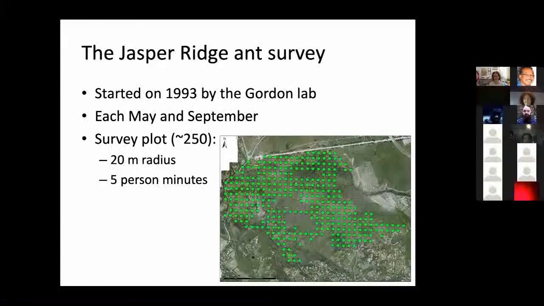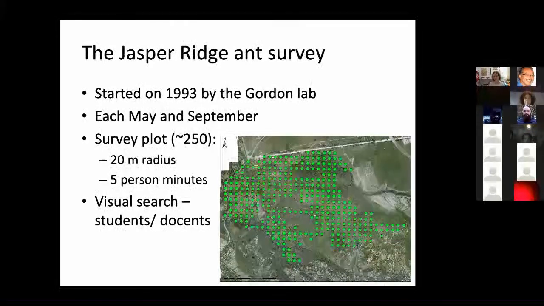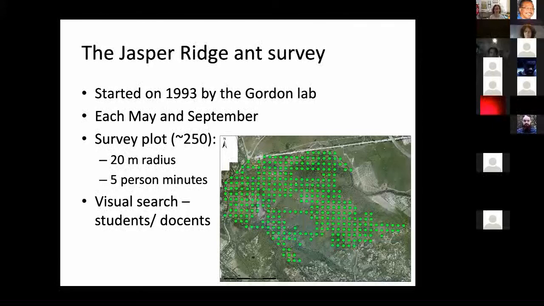Nowadays, this whole study is being done by a group of docents and volunteers, and some of them are actually here today listening to this presentation. So twice a year, we still meet and we do a little training for half a day, and we do a similar presentation talking about the different ants we might see and how we do the survey.